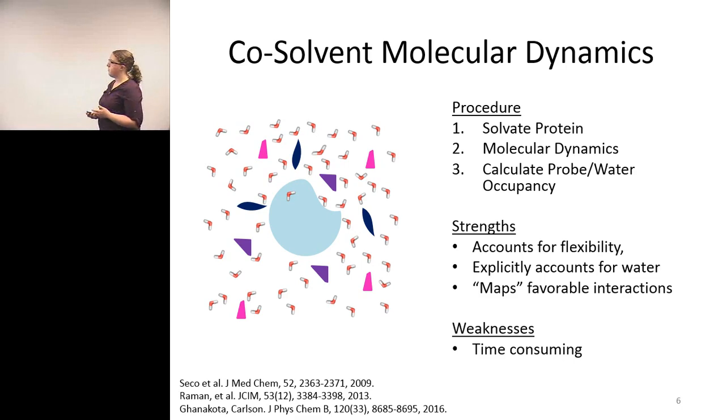So we're accounting for flexibility. In these simulations, the molecular dynamics simulations allow for the protein to move, as well as the probes and the water to sample different orientations and conformations on the protein surface. We're also accounting for the role of water explicitly, because the probes and the water have to directly compete for binding. And from these simulations, we can map some of the favorable interactions. Now, the drawback of this, of course, is that they're potentially really time-consuming. It becomes pretty computationally expensive to run all of these simulations.